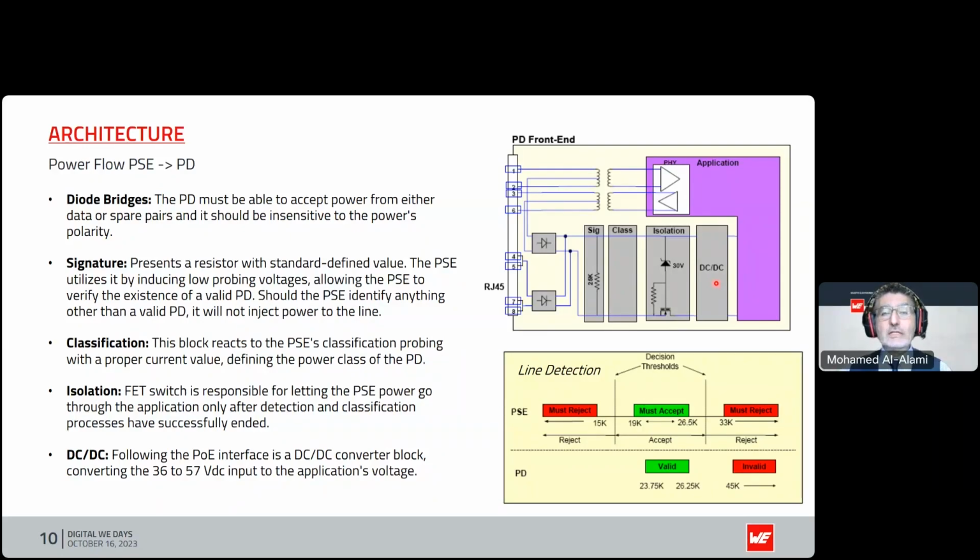So it has to be an isolated topology, a flyback or a forward type converter. Predominantly, it's a flyback because it's a simple topology. But as power is increasing now, there is a case to go the forward converter way. So that sort of gives us a bit of a general overview of the internals.